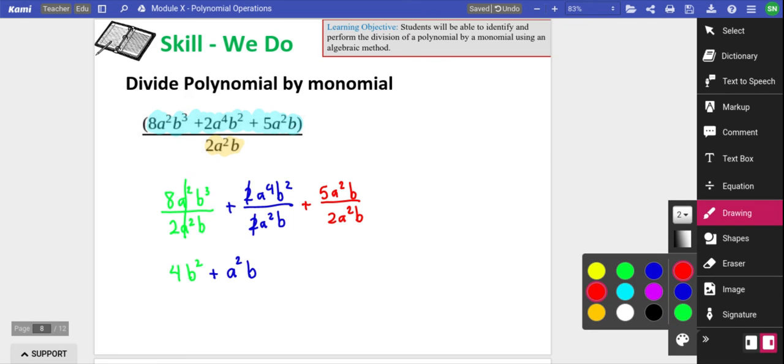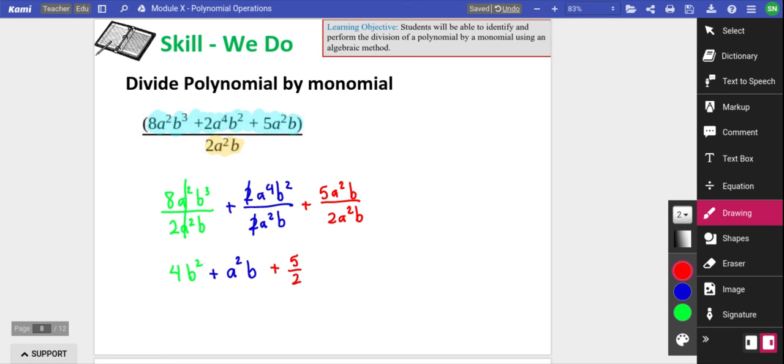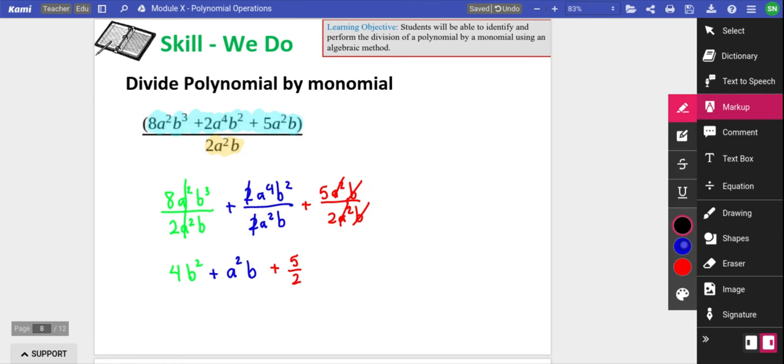On the last one, 5 and 2, we cannot divide and get a whole number. That's okay. We will leave it as a fraction. And a squared and a squared are the same, they cancel out. B and b are the same, they cancel out. And here's our solution.